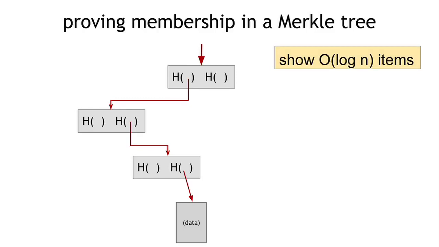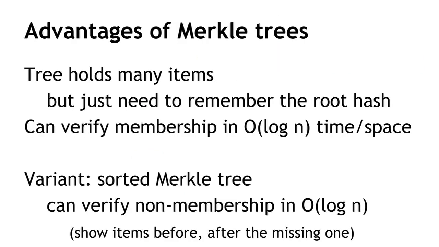And so with a very large number of data blocks in the Merkle tree, we can still prove membership in a relatively short time. Okay, so Merkle trees have various advantages. One advantage, of course, is the tree holds many items, but we just need to remember the one root hash, which is only 256 bits. We can verify membership in a Merkle tree in logarithmic time and logarithmic space. That's nice. And there's a variant, which is a sorted Merkle tree.